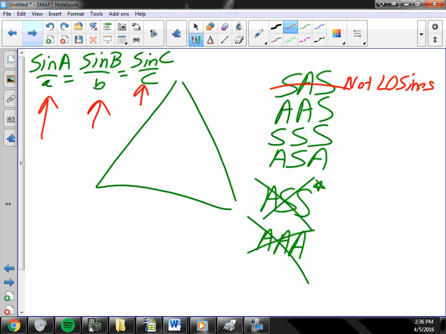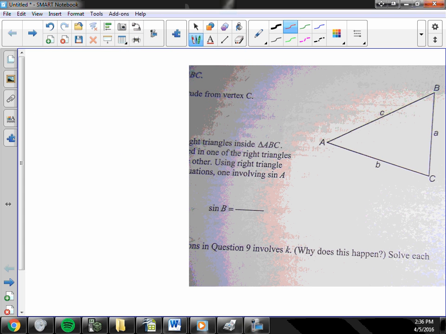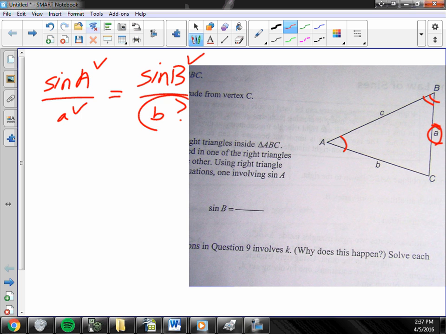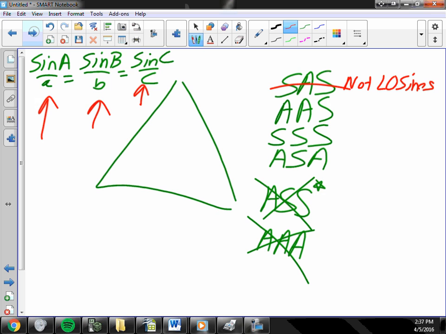All right, let's look at angle angle side. So if I knew angle angle side, would that be enough information? Well, the sine of A would be known, and little a would be known, and we would set that equal to the sine of B, which is known, over little b, which is unknown. And you notice we're only missing one of the four attributes, so angle angle side does work. So that is yes for law of sines.